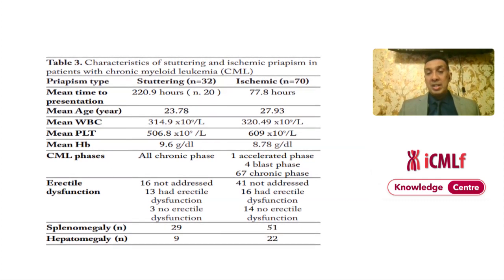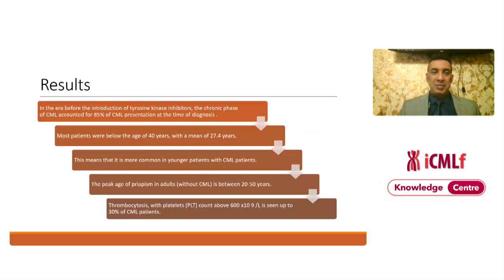Splenomegaly was present in 29 patients out of 32 with stuttering priapism, while it was present in 51 out of 70 patients with ischemic priapism. And hepatomegaly was present in 22 patients with ischemic priapism and 9 patients with stuttering priapism.